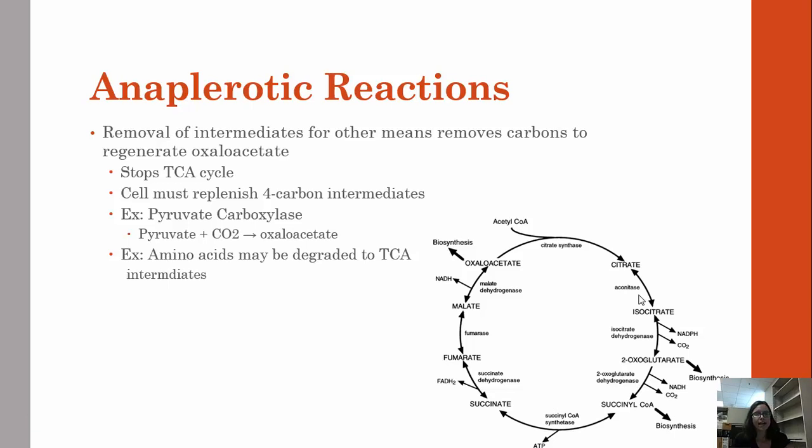And that brings us to the anaplerotic reactions. So just like I said, when intermediates are taken from the TCA cycle, it removes these carbons that we need for all of these oxidation reduction reactions, and it can actually stop the TCA cycle. So we need to replenish the carbon intermediates in this cycle.